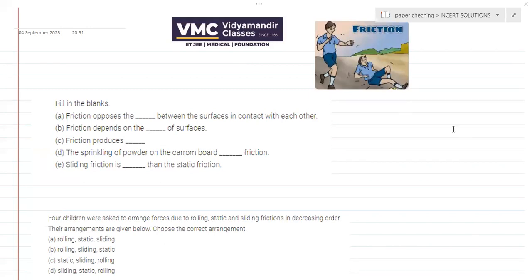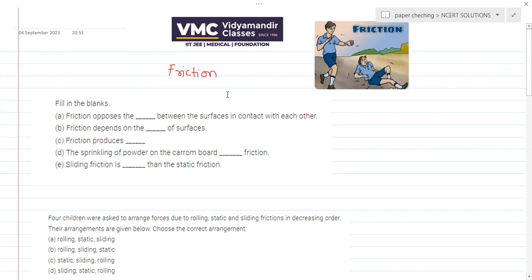Hello, children. Your exams are fast approaching, and to help you score better in your exams, we have come up with the NCERT solution of Friction, class 8th.